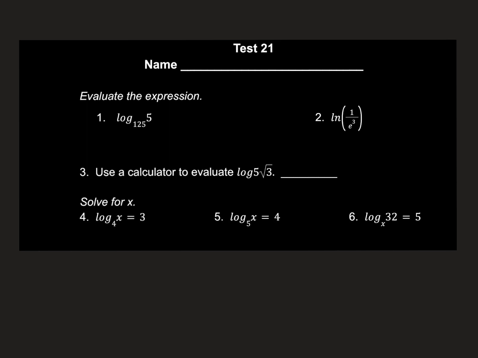Number one says log base 125 of 5. Remember, the answer to a log is the exponent. It's asking you what power would you raise 125 to give 5? And the answer is 1/3. Cube root, remember, bottom is the root, top is the power.